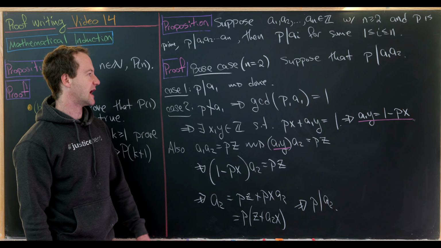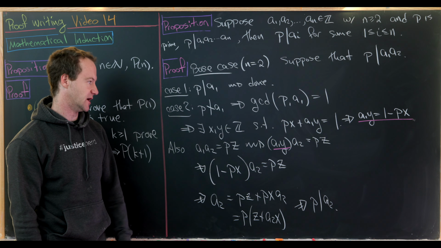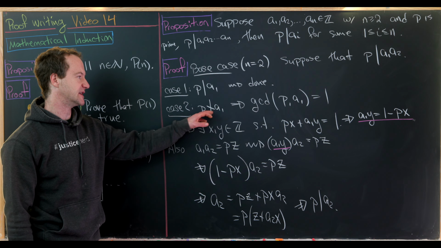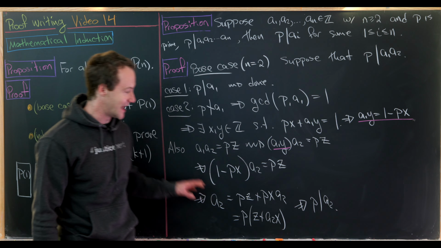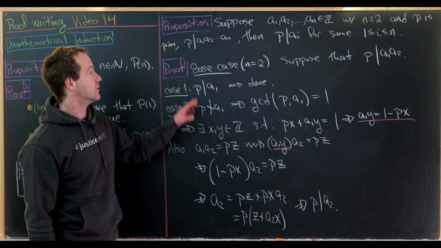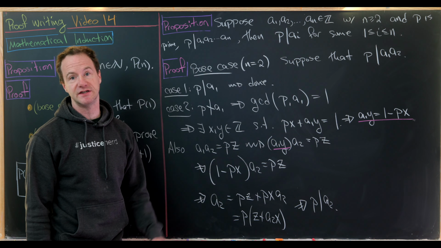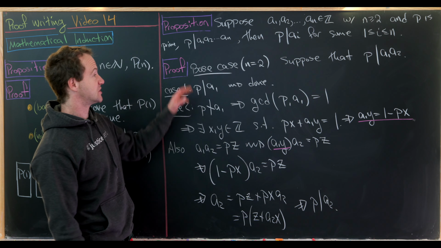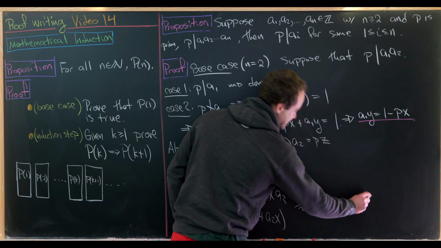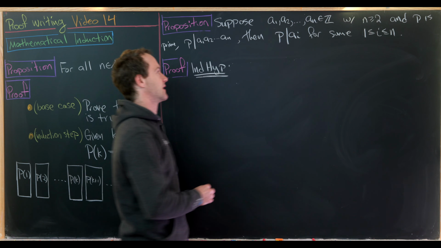Okay, so let's see what we have. Our first case was p divides a1, in which case we're done. Our second case was p does not divide a1, but that led us to p must divide a2. So that means that we do have p divides a1 or a2 as needed, but that's just for our base case. So now let's move on to our induction hypothesis. So now let's make our induction hypothesis.